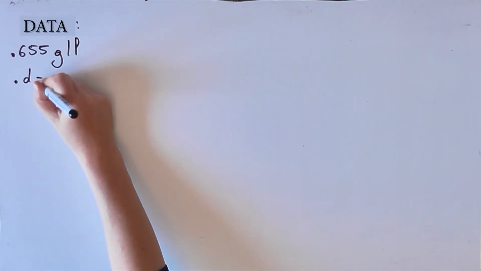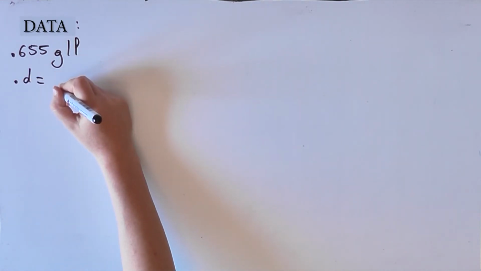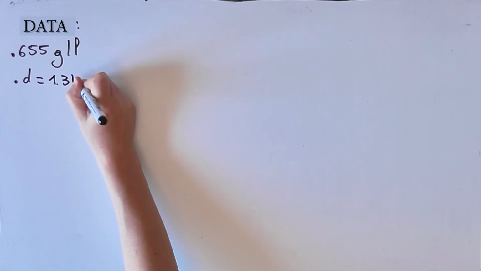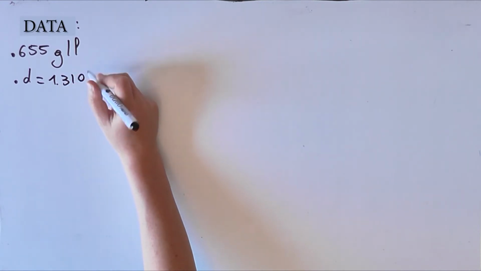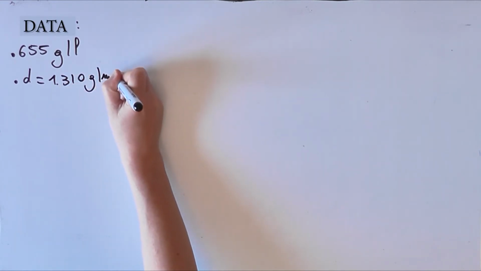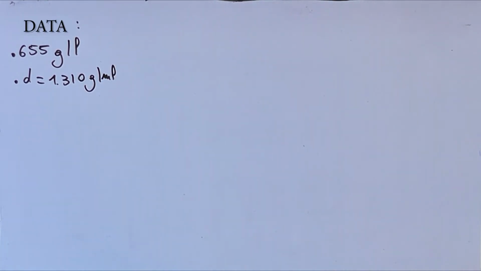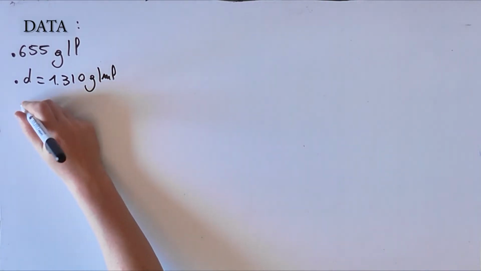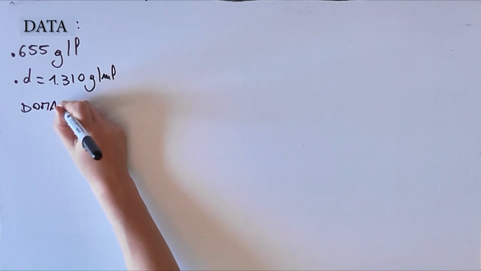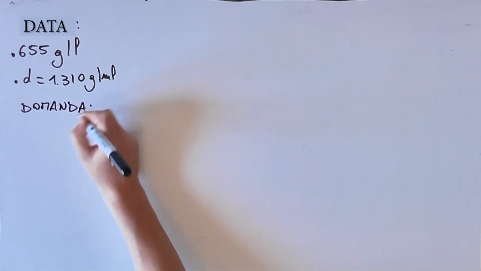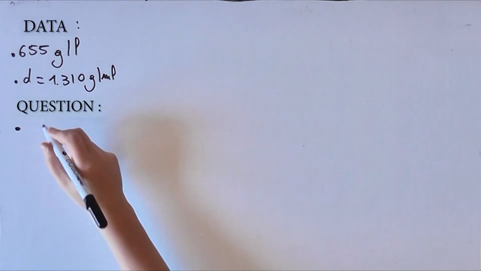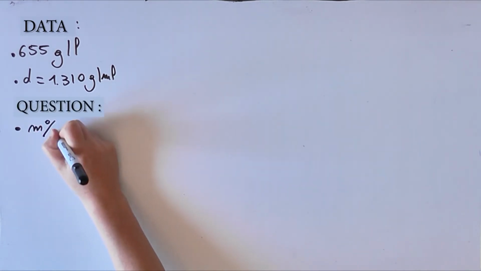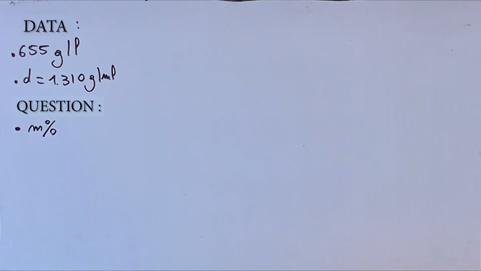As further data, I have the density, which is 1.310 grams per milliliter. So what is the question for this sixth problem? Let's write it. It wants to know the mass percentage of our solution. So it's again a problem about conversion, going from one concentration to another.